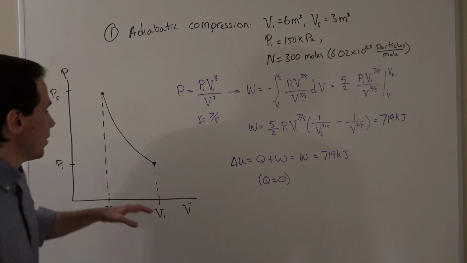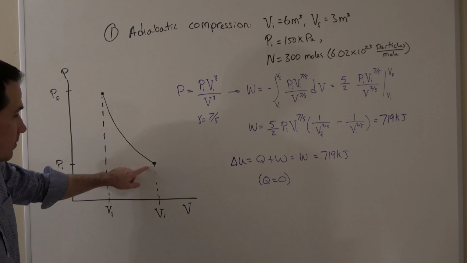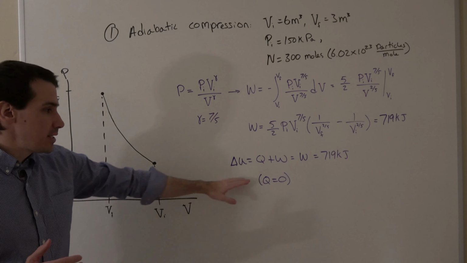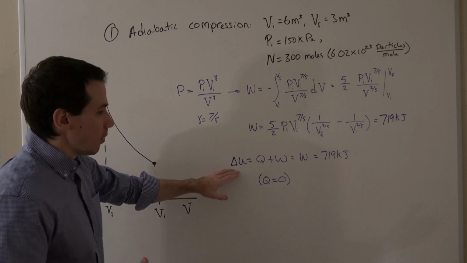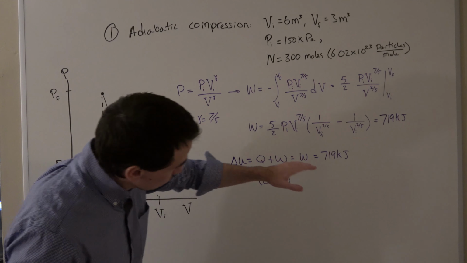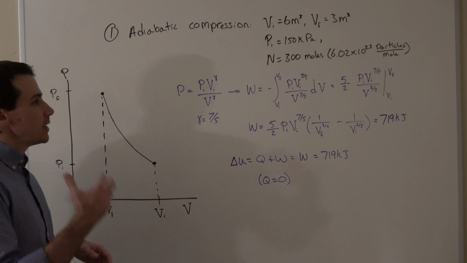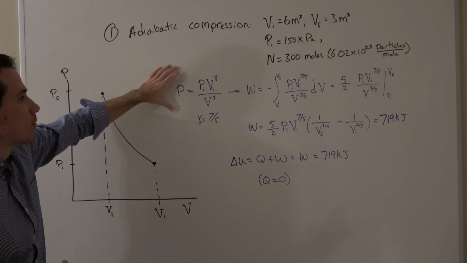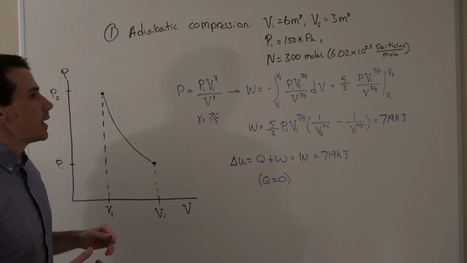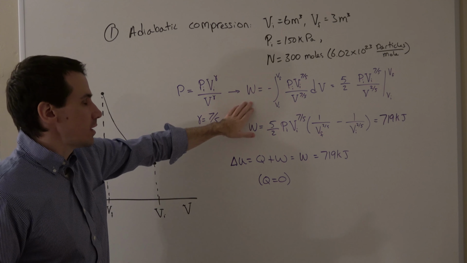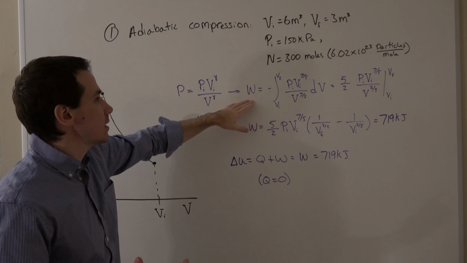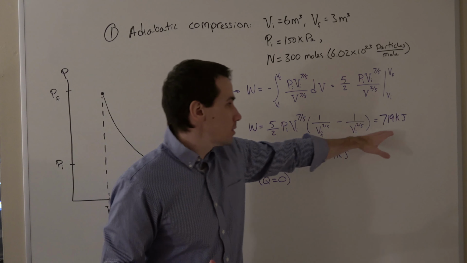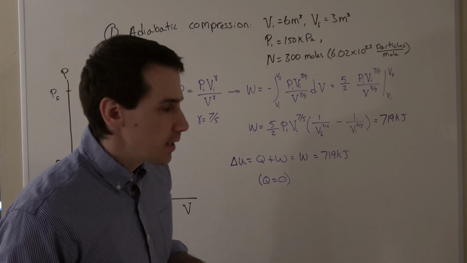The adiabatic process involves compressing our gas from some initial volume to some final volume. Adiabatically means that there is no heat transfer, so that all of the change in energy of the gas is due to the work done on the gas. To calculate that work, we're going to again use our adiabatic relation between pressure and volume. And we simply do the integral, as we have done in other videos previously, of taking the integral of our work and finding this total work done, which is 719 kilojoules.